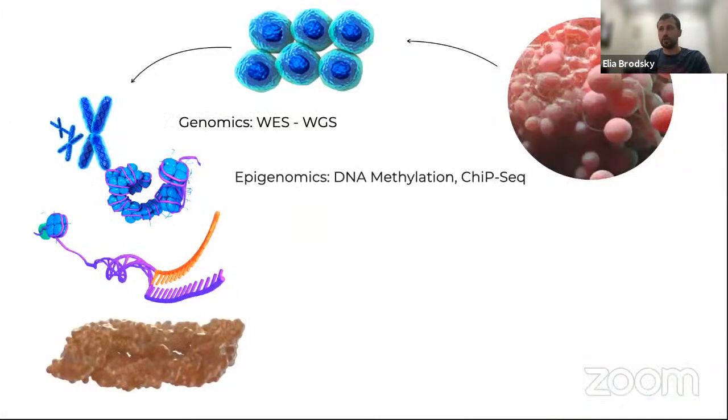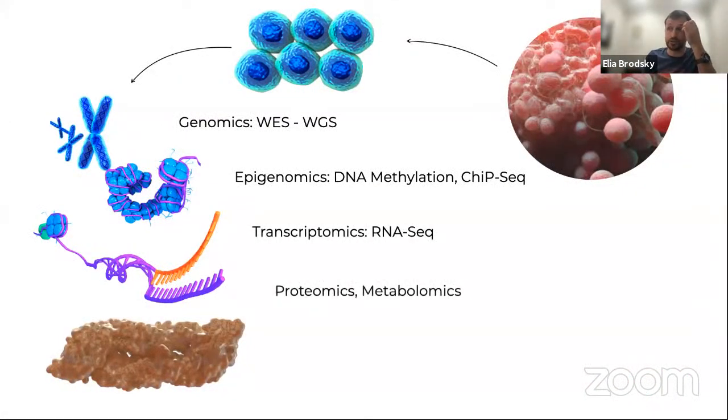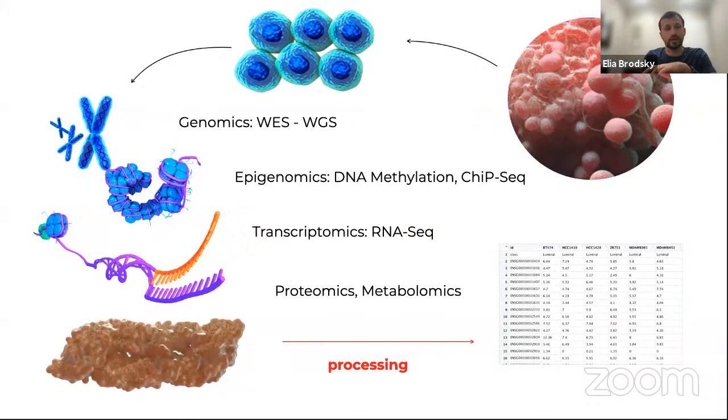And so here we will look at several different examples of genomic data like whole exome sequencing and whole genome sequencing, epigenomic data like DNA methylation and ChIP-seq, transcriptomic data analysis for single cell and bulk RNA sequencing, as well as proteomic and metabolomic data. So all of them coming from the biological material and being processed into a structured data set.